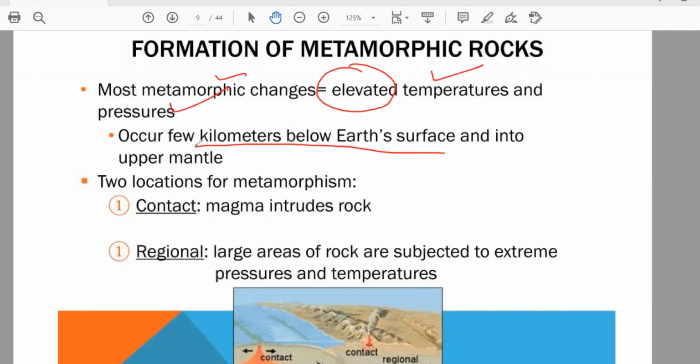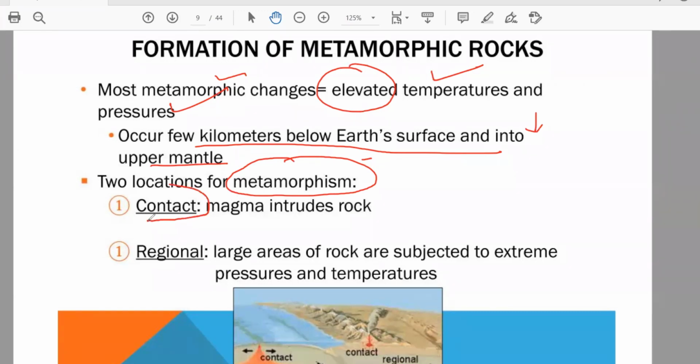They occur a few kilometers below Earth's surface, into the upper mantle, and that is where they are found. There are two locations for metamorphism. Metamorphism means the process in which the metamorphic rocks are produced or formed.